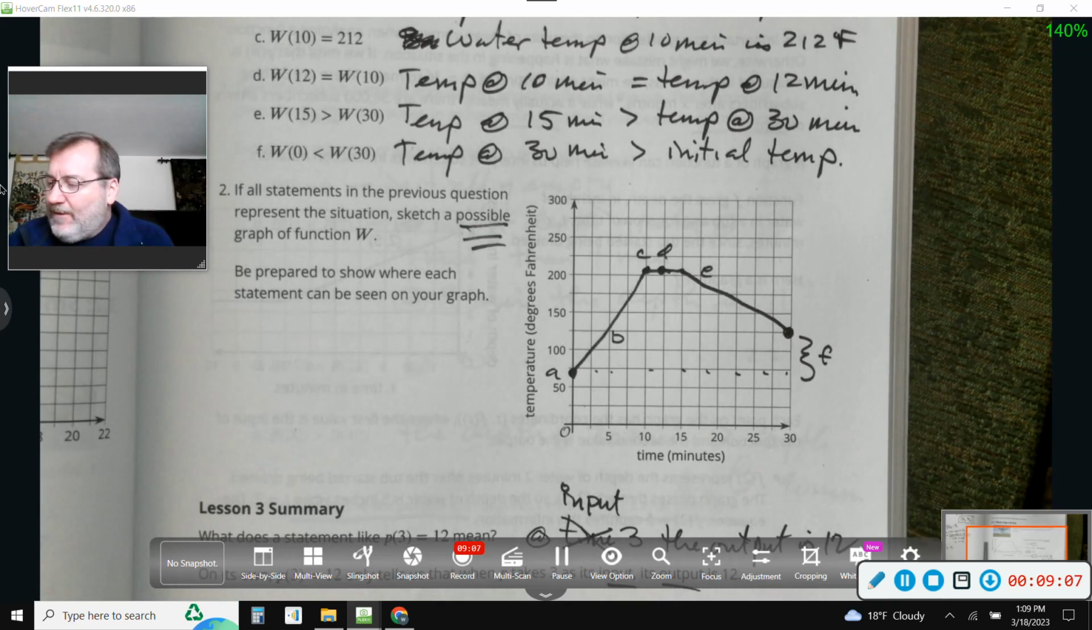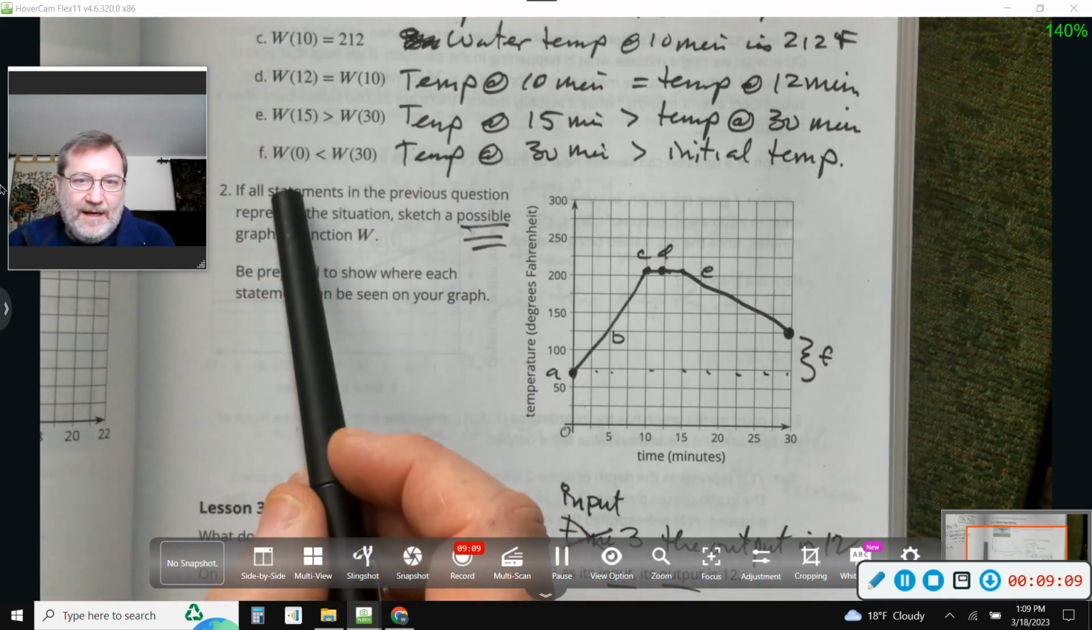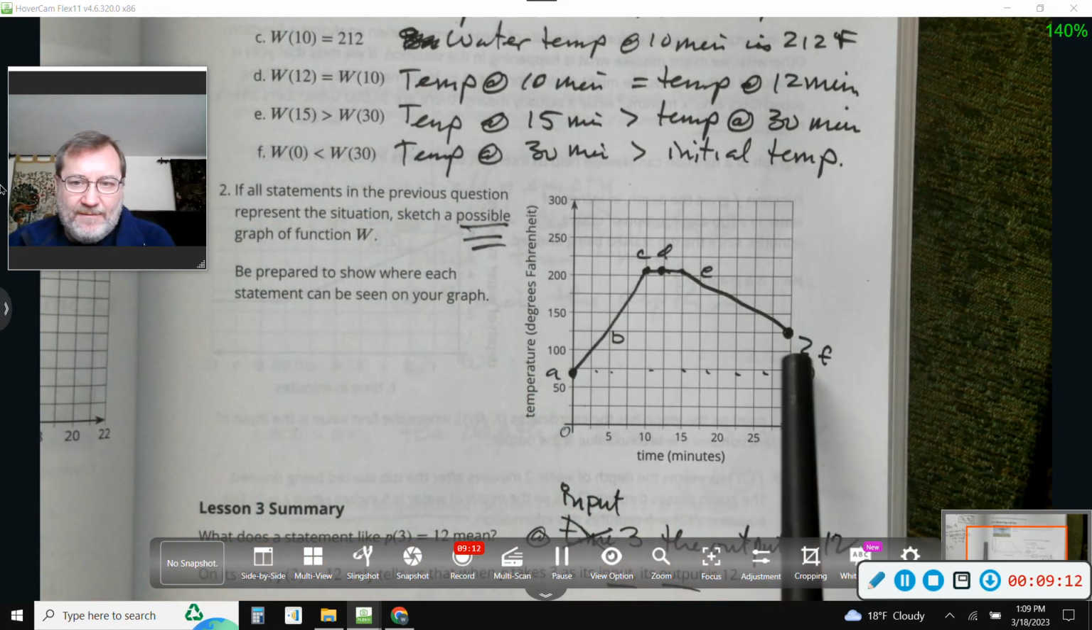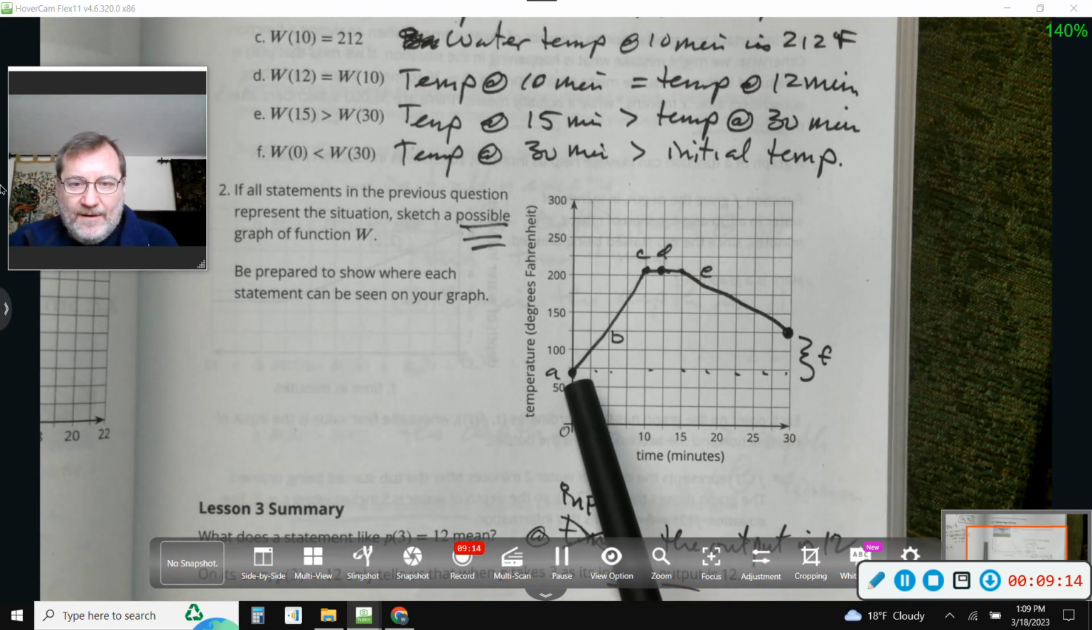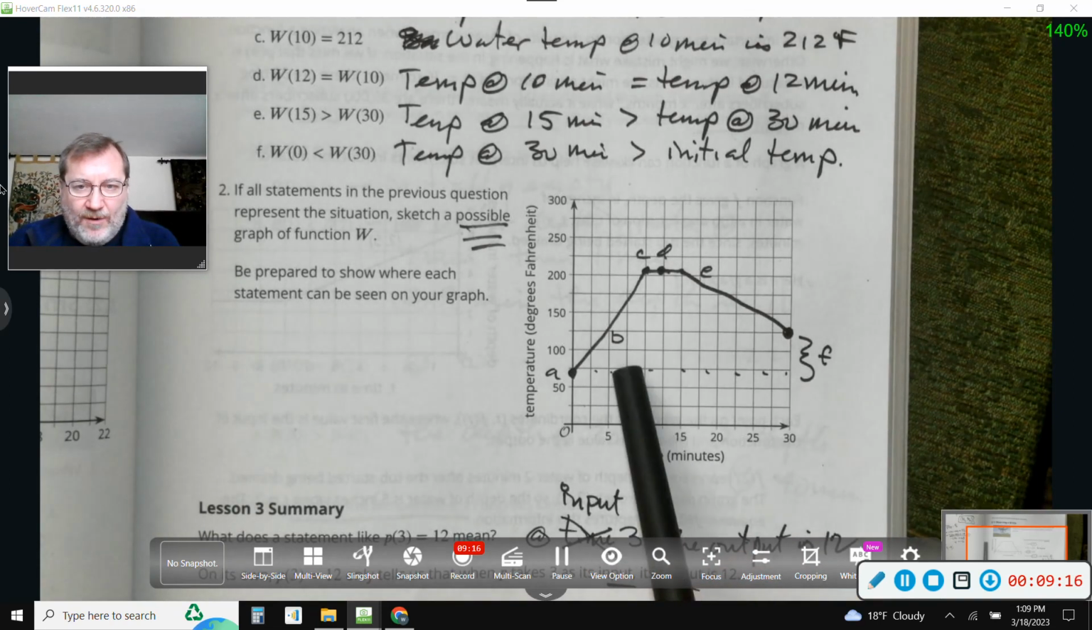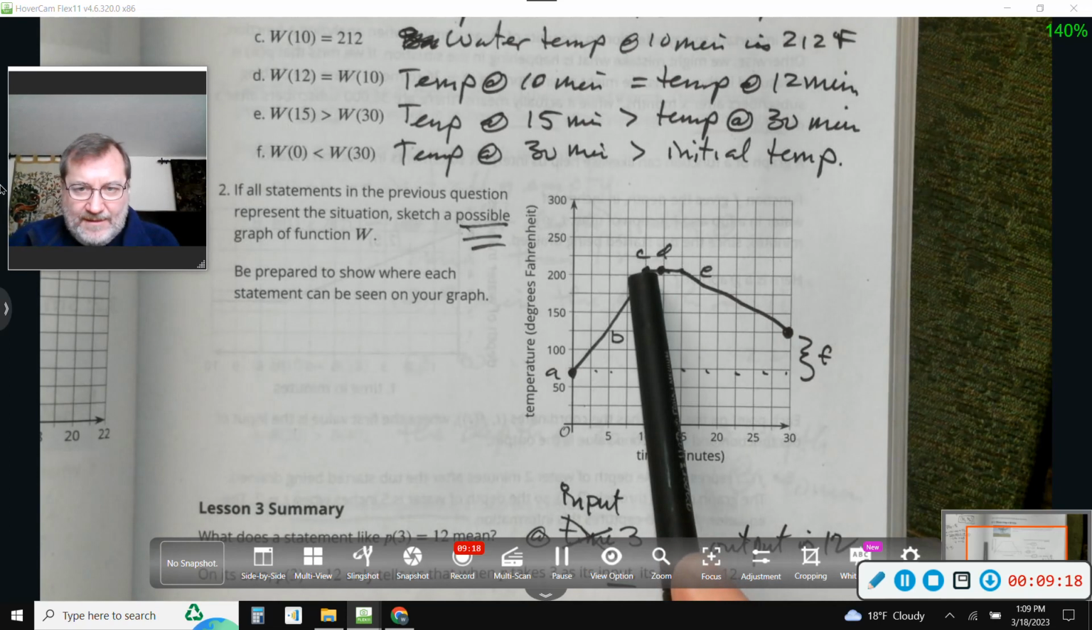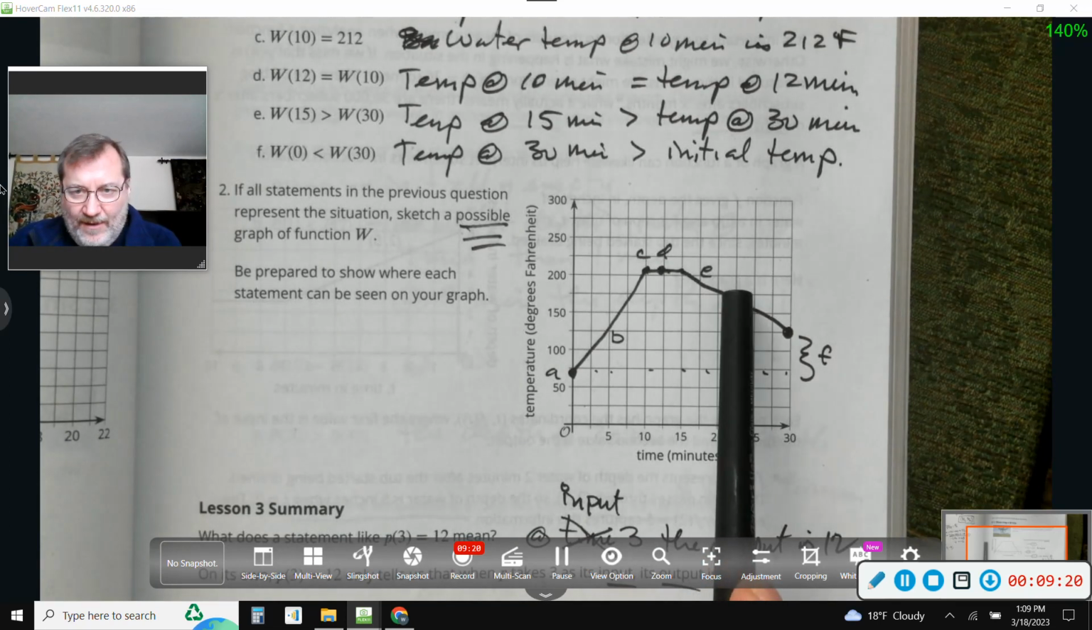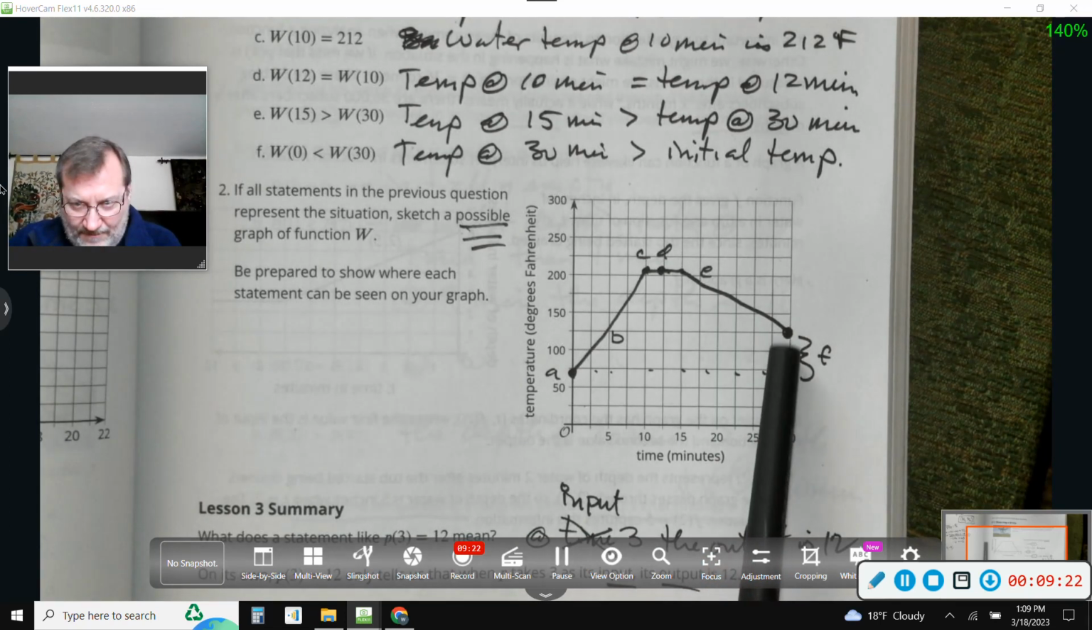Okay. Well, I listed A, B, C, D, E, F over here, and I just have A, B, C, D, E, F over here. So there's A. B is somewhere along in here. There is C. There's D. E is on the way down here, and then F is this little space right here.